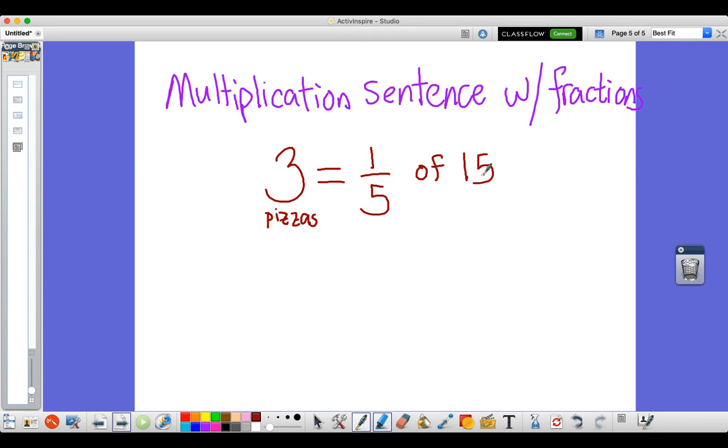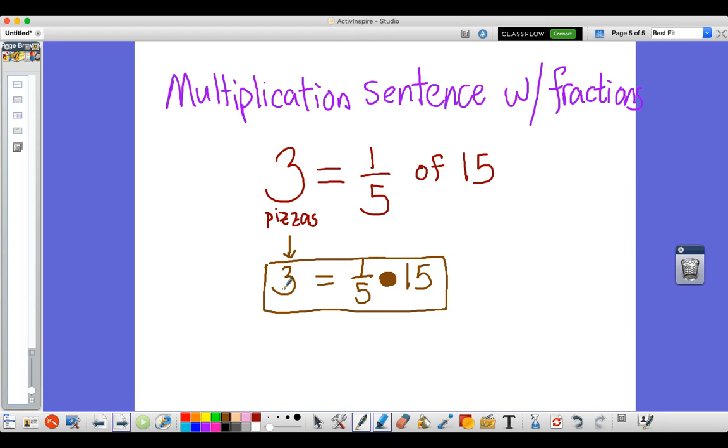Now we're getting closer, because in elementary school, a lot of times when you see "of" something, that is multiplication. 3 pizzas is 1/5 of, or times, 15. Remember, this is a times symbol. When you get a point in the middle in the air like this, that's multiply. So this is one possible answer for a multiplication sentence.